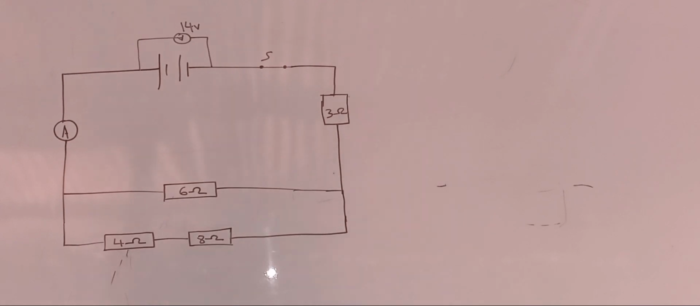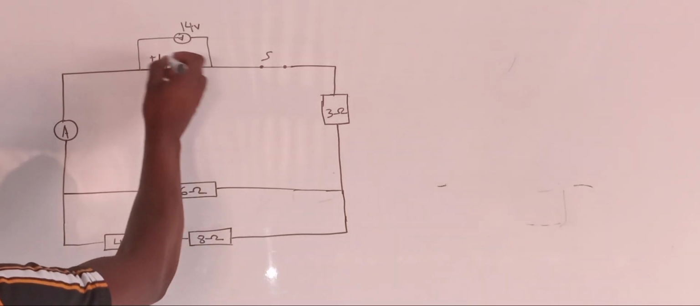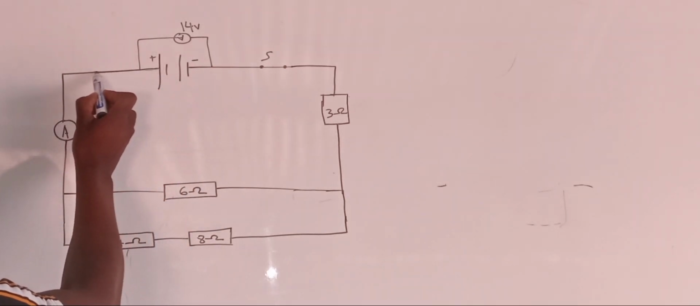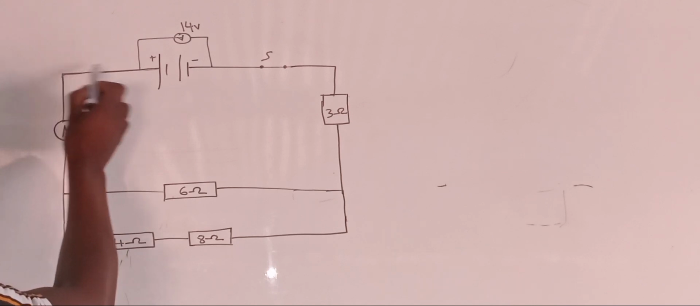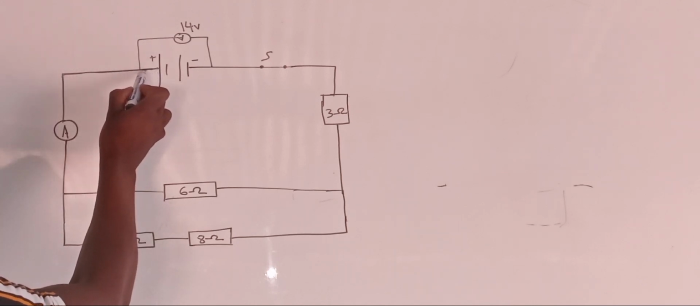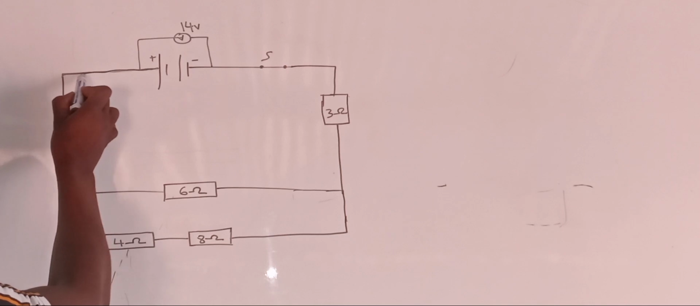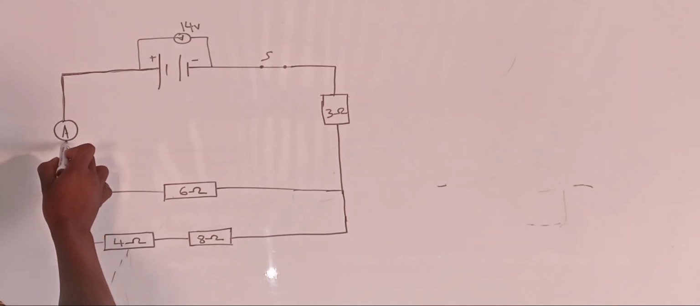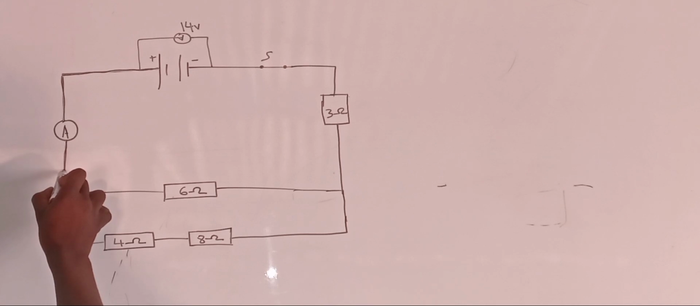Okay, suppose you are given this circuit and you want to calculate the total current as well as the total resistance. The first thing that you must do is check if it's connected in parallel or in series. From the positive terminal to the negative terminal, the total current flows, the conventional current. Then this is an ammeter, it measures the current. This is the total current flowing.